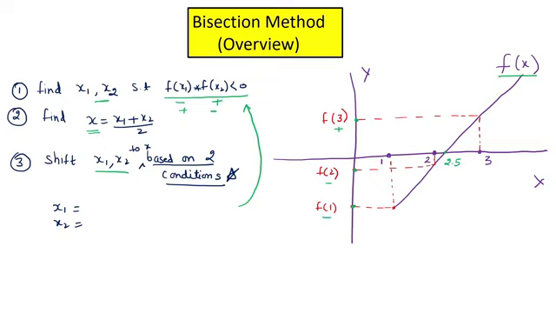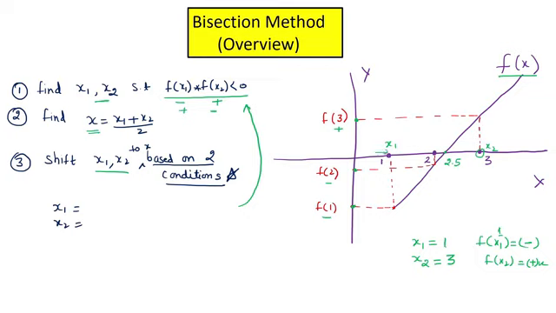So I can choose either 1 or 2 as the value of x1, because both f of 1 and f of 2 are negative values. So let's say I take x1 equal to 1, and as f of x1, that is f of 1, is a negative value, I have to choose another x2 which can give me f of x2 equal to a positive value. So I choose this as the x1 and 3 as the x2. Now this method says your root will be between 1 and 3.